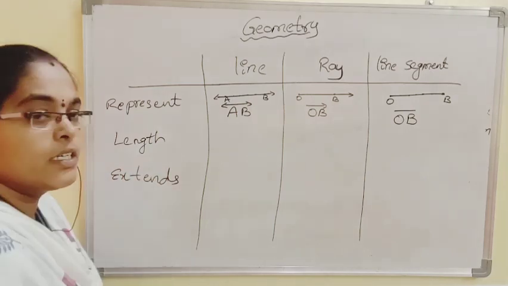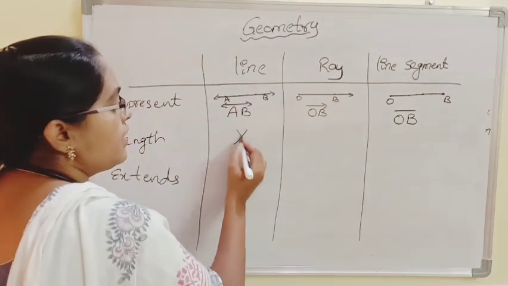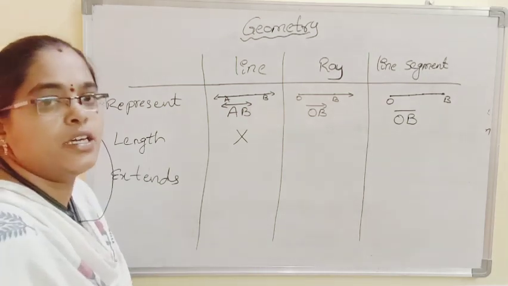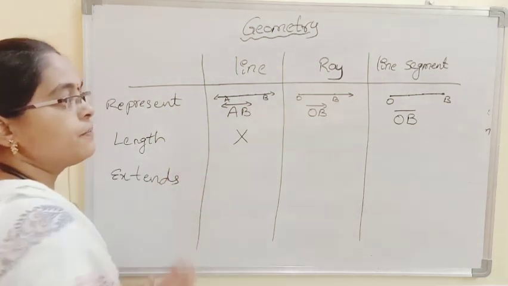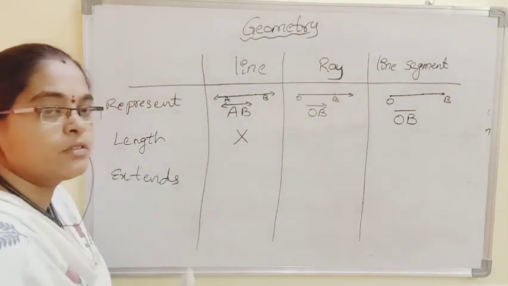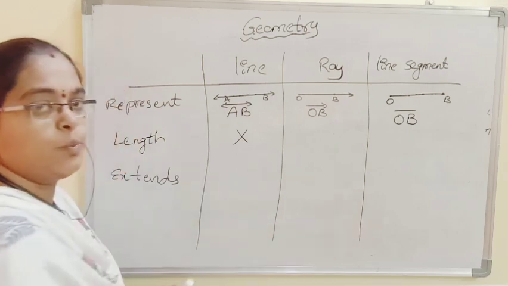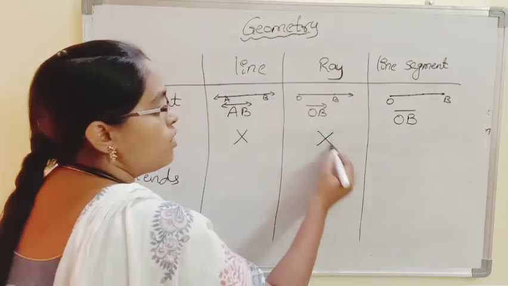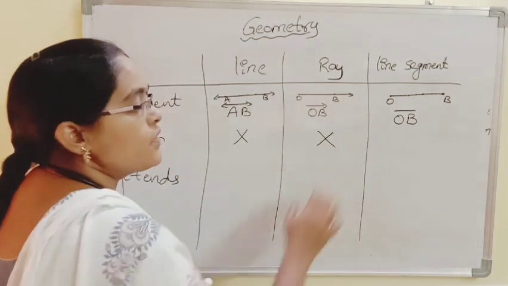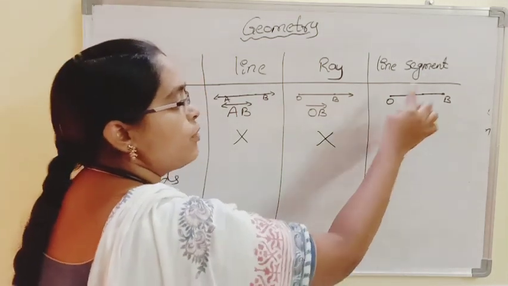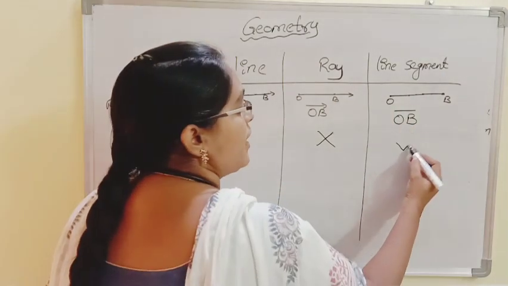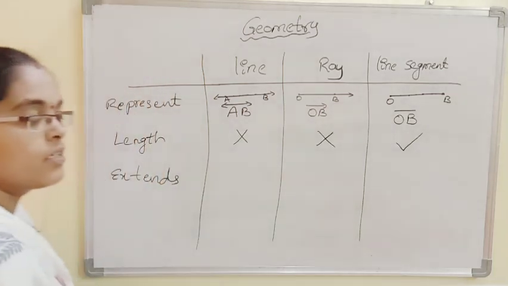Now length. It is not possible to measure the length of a line because it extends infinitely. Coming to a ray, for a ray also we know the starting point, but we don't know any ending point to measure. So for a ray also it is not possible to measure length. Now coming to a line segment. For a line segment we have a starting point and an ending point also. So for a line segment we can measure the length.